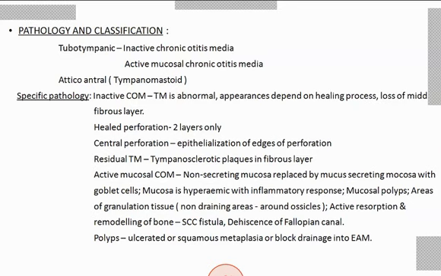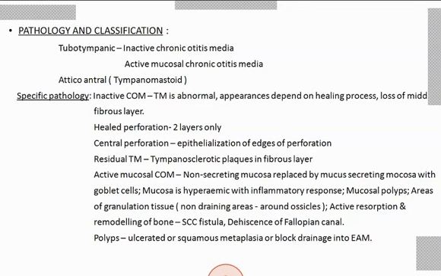Coming to the pathology, there may be some specific pathology and non-specific pathology in the case of CSOM. Specific pathology in the case of inactive chronic otitis media: the tympanic membrane is abnormal, but the appearances depend upon the healing process when we examine the patient. But in all cases, there is always a loss of the middle fibrous layer. So even if it is a healed tympanic membrane, it contains only two layers. The middle fibrous layer is not present. It consists of the outer epithelial layer and the middle ear mucosal layer.